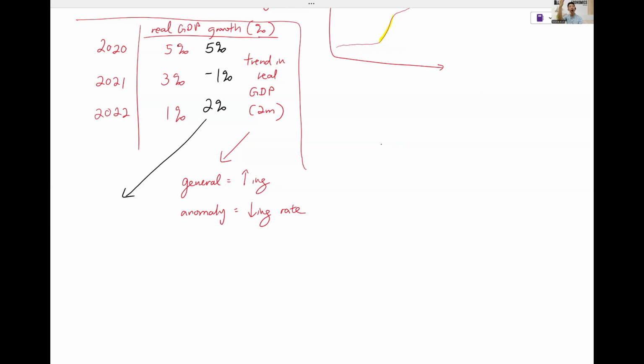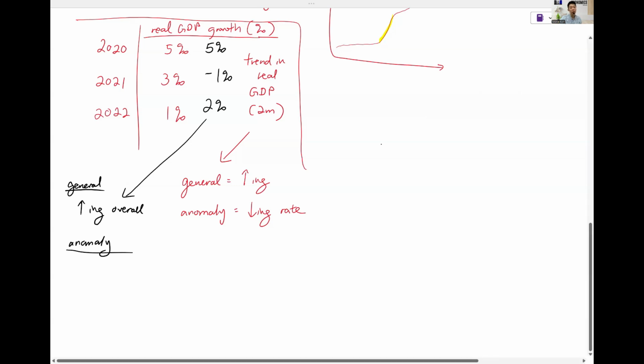You grew at 5%, you dropped by 1%, you grew at 2% again. Overall, the statistics are clear. It should have gone up. Yes, it should have gone up. So it's increasing overall. Okay, that's my general trend. What about your anomaly? Are we going to say increasing at a decreasing rate? No. It experienced a fall in 2021. Very good. Okay, I see it in Zoom. Anomaly is that it fell in 2021.